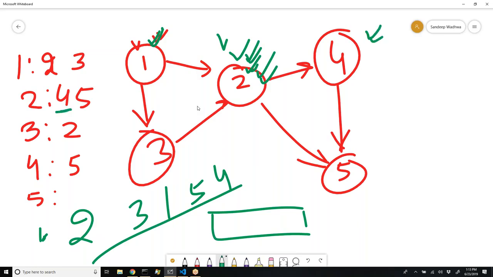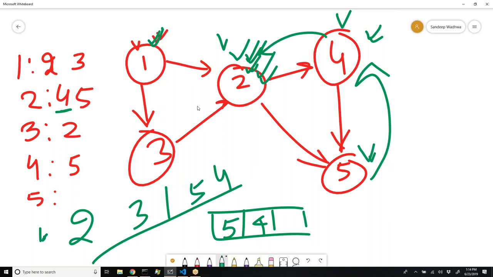We go to 4. 4 also marks itself visited, but does not print. 4 goes to 5 now. What will 5 do? It marks itself visited and prints itself. Now 5 doesn't have any children. 5 goes back to 4 and says I'm done. What will 4 do now? 4 will print itself. Printing here means it will add itself to the list or stack. Now 4 says I'm done. 4 goes back to 2.